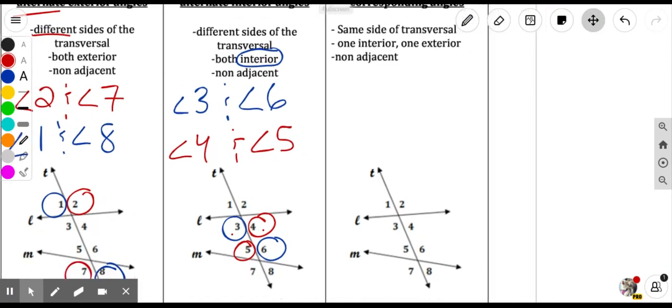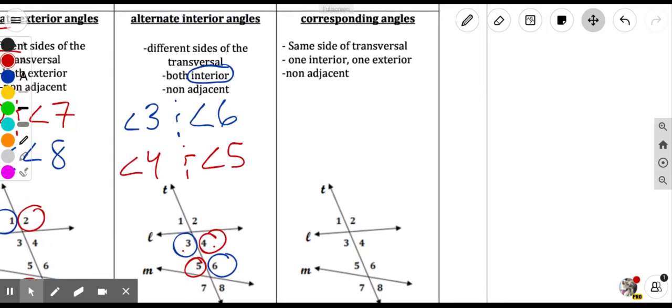And then the last one is corresponding. There are actually 4 pairs of corresponding angles here. They're on the same side of the transversal. One is interior, one is exterior, but again, non-adjacent. So it wouldn't be like 2 and 4, interior, exterior, same side. Those are just a linear pair.